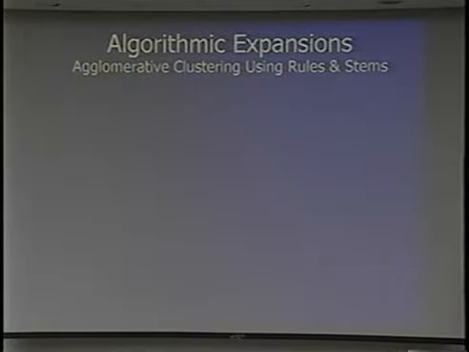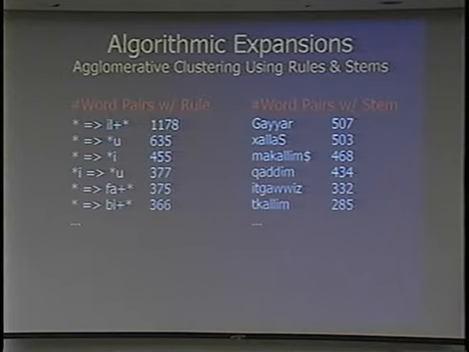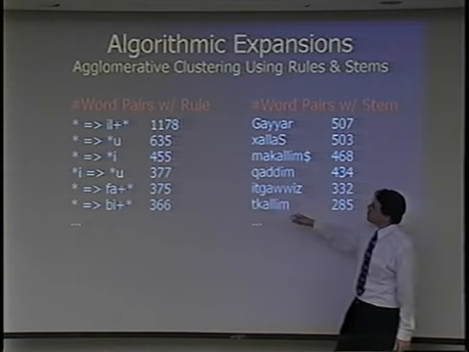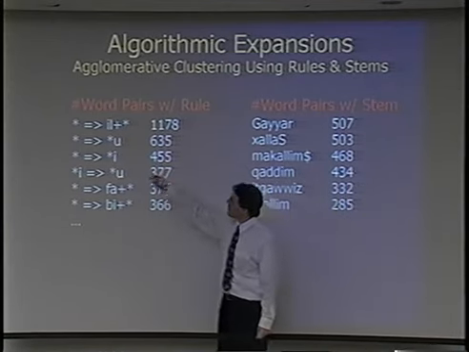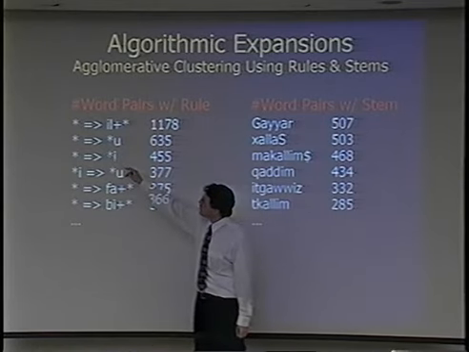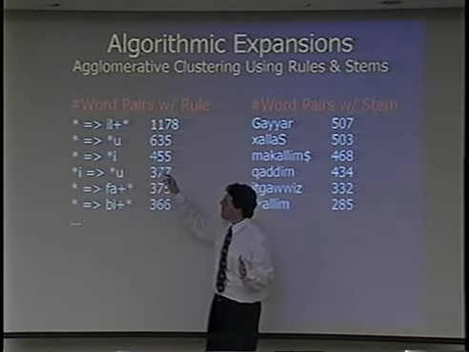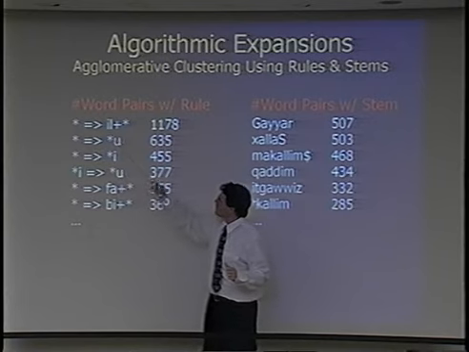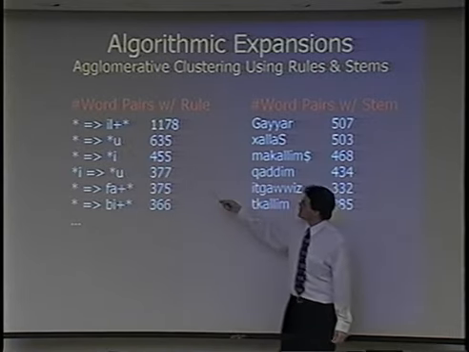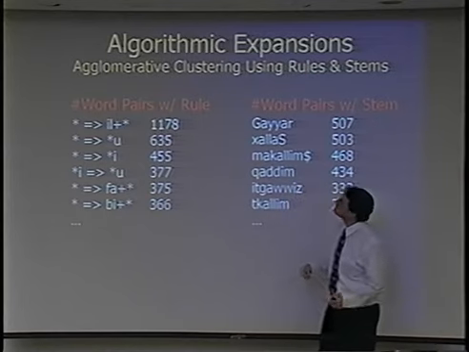The second expansion was to improve the ability of looking at words based upon frequency information. So in this list, I made 2 lists here. These I'm going to call rules. These I'm going to call stems. Rules basically are items that show up in your dictionary where, for example, I can have a word X and a word ill plus X. I can have a word Y and I can have a Y followed by U. These things show up 1,178 times in the dictionary, 635 times, and so forth.